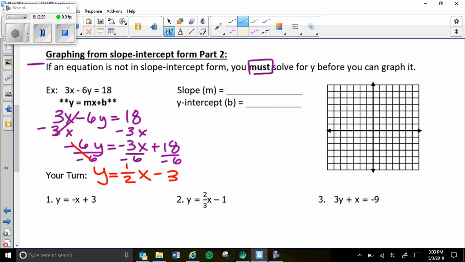Now it's in slope-intercept form, so I can look at this equation and say, what's the slope and what's the y-intercept? So the number in front of x is 1/2, which is my slope. My b is negative 3, so that's where I'm going to start. Again, if it's easier for you to put it as an ordered pair, that's fine too. So 0, negative 3, and then 1/2 is my slope. Up 1, right 2. Or down 1, left 2.